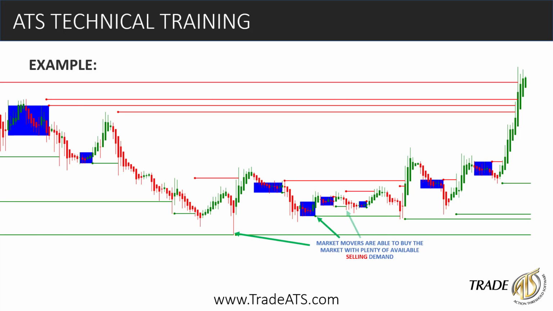You notice we have all these green liquidity lines down here at the bottom of this turn. This is where market movers, big money, smart money, are able to buy the market with plenty of available selling demand. Remember, the green lines represent where people who have previously bought are now getting forced out, or getting pressured to close those buying positions, causing selling demand. The other side of that sell is a buy for the smart money, right? So all through this turn, through that selling demand, they're able to fill a giant buying position. As the market moves up, now market movers are able to scale out of their positions with plenty of buying demand.